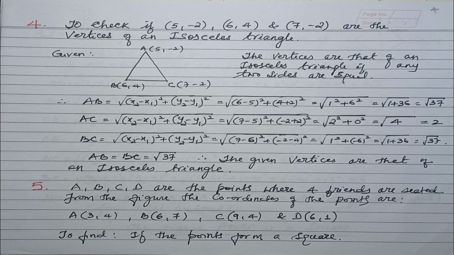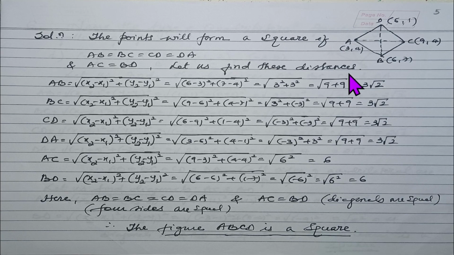For that, let us draw the square first. Let us assume that ABCD is a square. A is (3, 4), B is (6, 7), C is (9, 4), and D is (6, 1). These are the coordinates of the points ABCD where the four people are seated in the class. Now to confirm whether it is a square or not, first of all find AB, find BC, find CD, and find DA. All the four sides you have to find out.